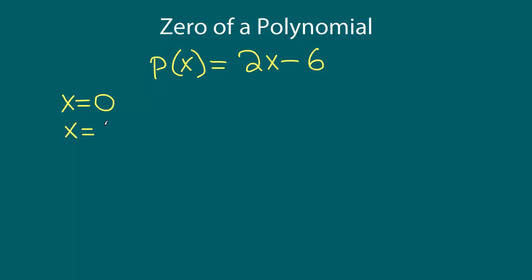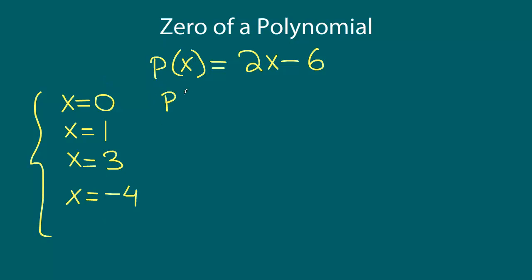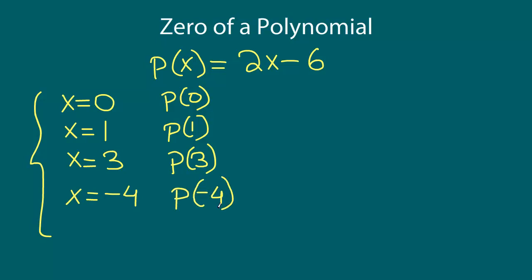0, x equals 1, x equals 3, and maybe let's say x equals minus 4. So we have taken some random values of the variable, and we want to find out the value of the polynomial at each of these values of the variable. That is, we want to find out p(0), p(1), p(3), p(minus 4). So let's go ahead and find each one of these values.